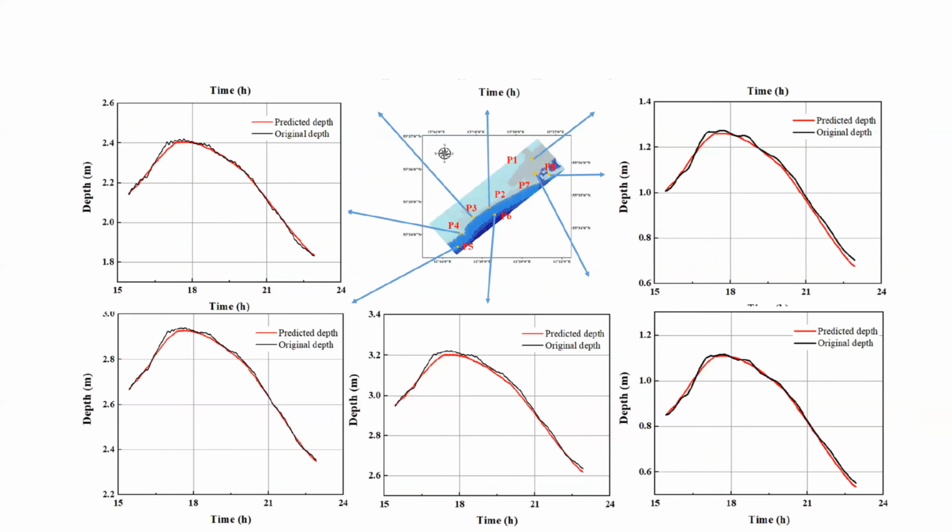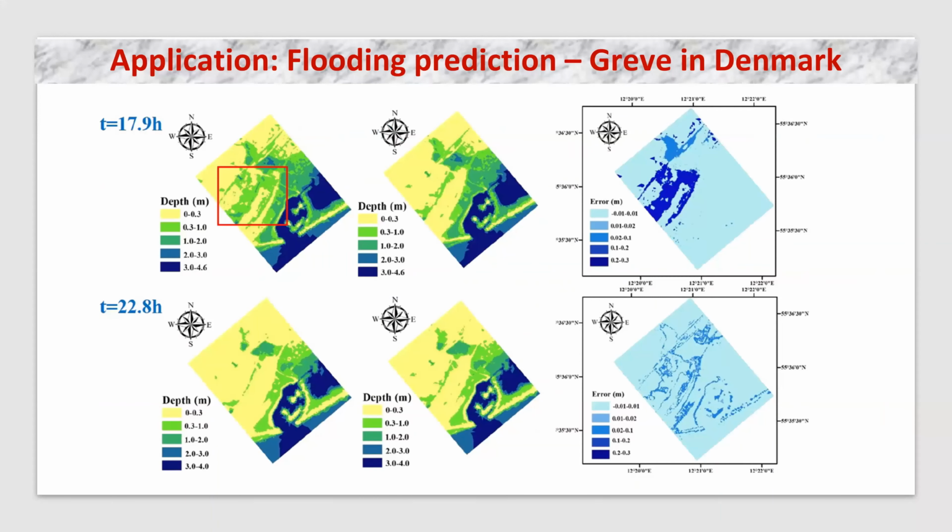This is our prediction result at different time levels. On the left is the result from the machine learning model, in the middle is the result from the physical model, and on the right is the error between the models. You can see we captured most of the details, but here there is some error. There is a big error here and some here, but the rest of the area is quite good. This area has a lot of complex buildings, which I think caused the error in the machine learning model.